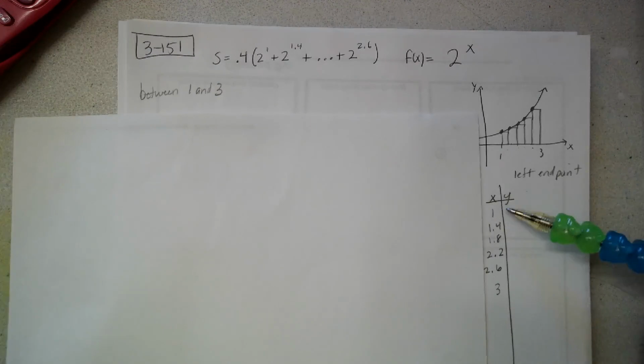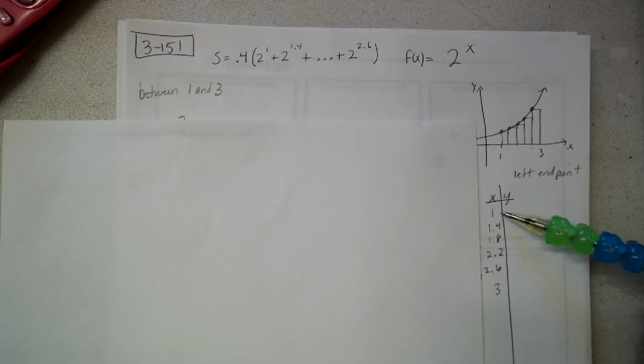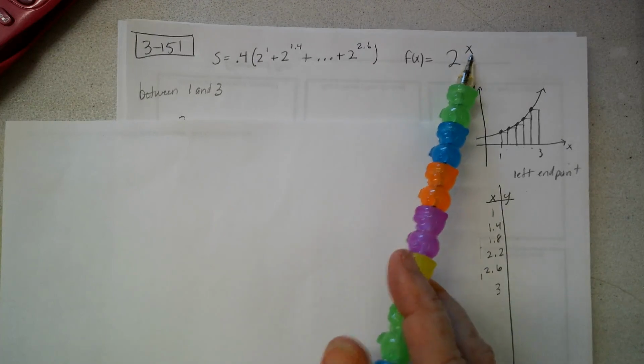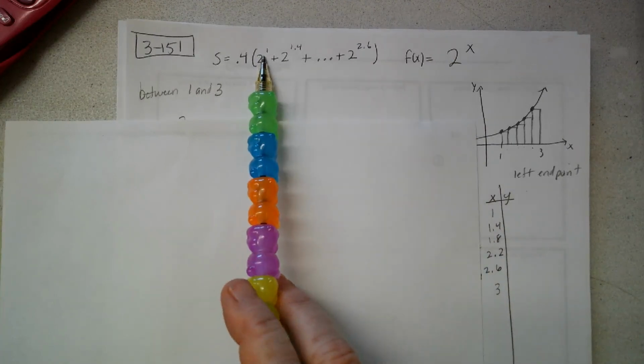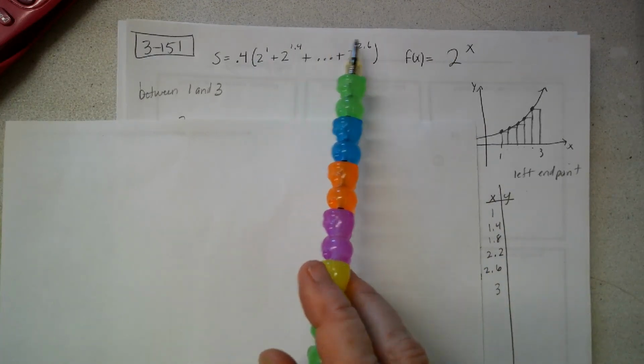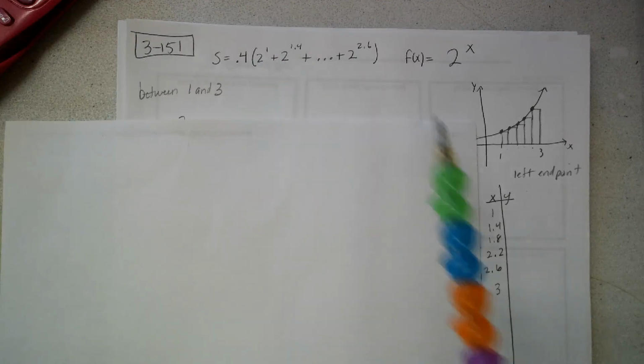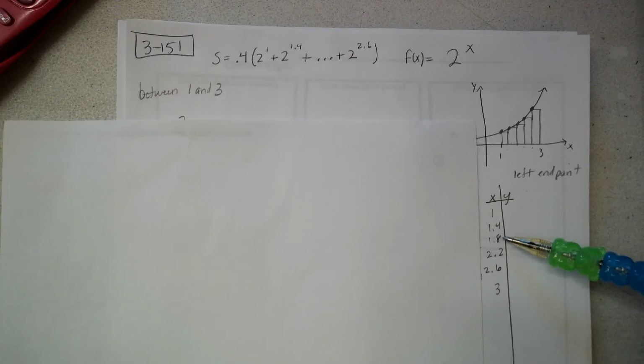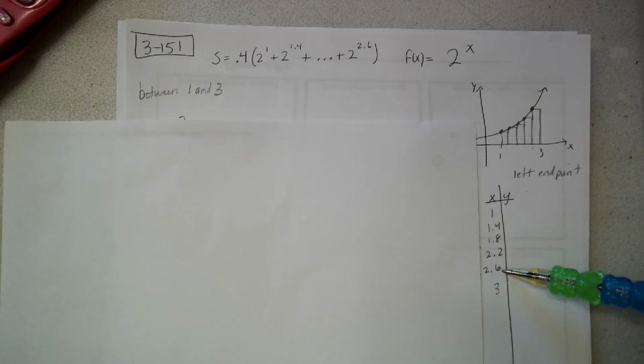I just followed their pattern. See how they're plugging in, because this is 2 to the x, so they're plugging in their x's up here. And we're missing some of it, but we can count up. So I know they plugged in a 1 for x, and then a 1.4, and we know we're going up by 0.4. So if you add 0.4 to that, you get 1.8, 2.2, 2.6.